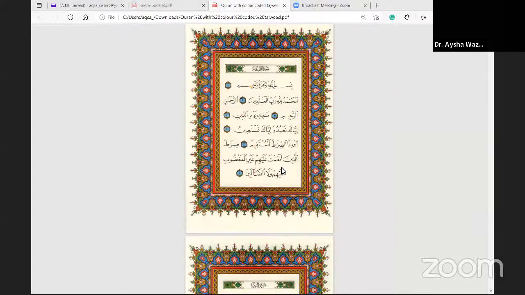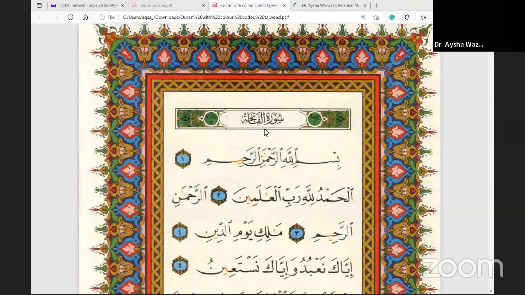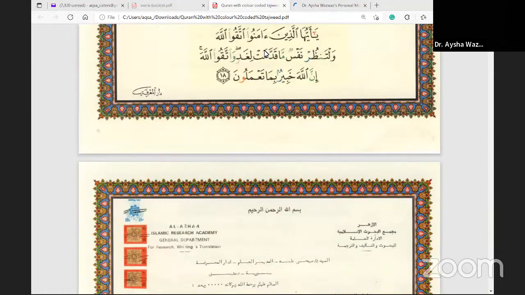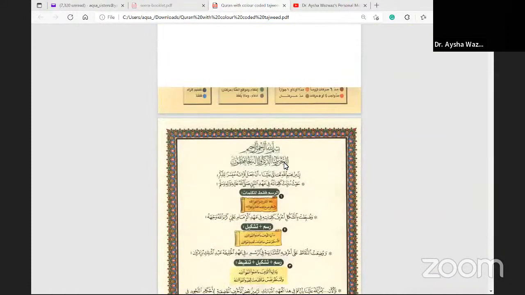Of course, the Quran we're looking at has 6,236 ayahs and 114 surahs. And it will actually tell you, for every single chapter, what surah this is. So let's just go to the beginning, that way we can see some of the things.